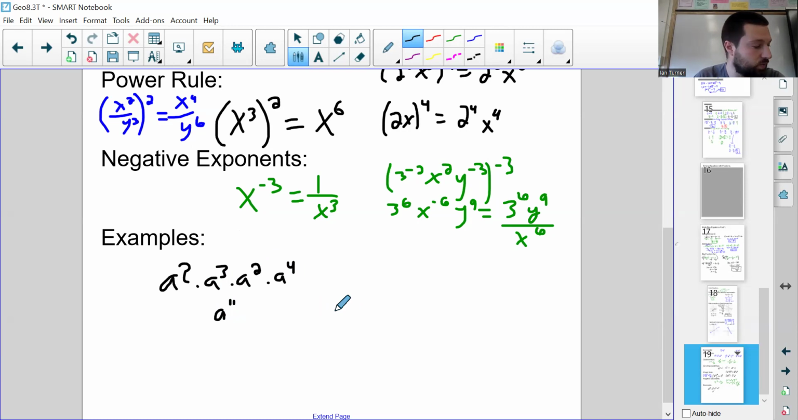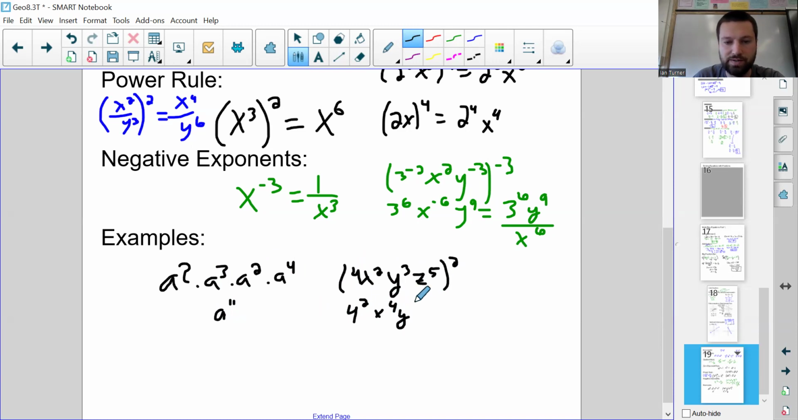We could have something more, let's see, what's trickier? I mean, again, we've seen these already a little bit. 4x squared, y to the 3rd, z to the 5th. And let's square it all. So we'd get 4 squared. If you want to put 16 there, you could. We get x to the 4th, y to the 6th, z to the 10th. Okay, so we could do something like that.